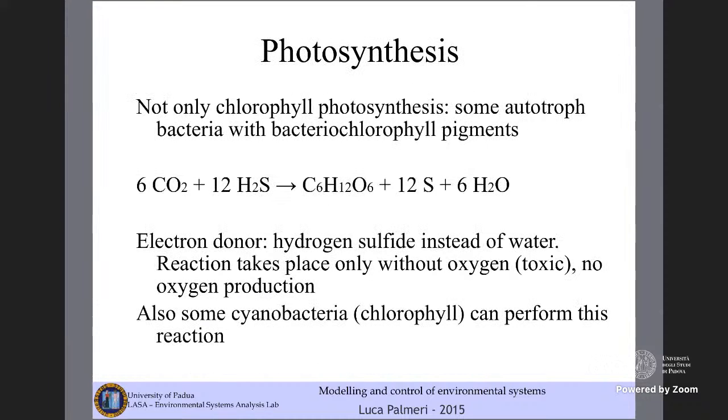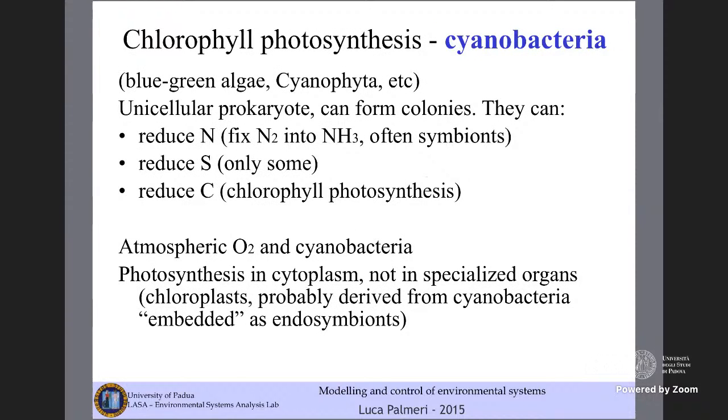There is not only chlorophyll photosynthesis. There are some, for example, autotrophic bacteria with bacteriochlorophyll pigments that may perform these very strange photosynthesis reactions in which the electron donor is hydrogen sulfide instead of water, while the carbon source is always CO2. There are also some cyanobacteria that can perform these reactions, so they can change their behavior according to the surrounding conditions. We call these facultative bacteria.